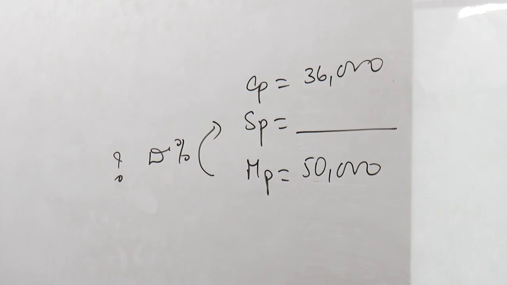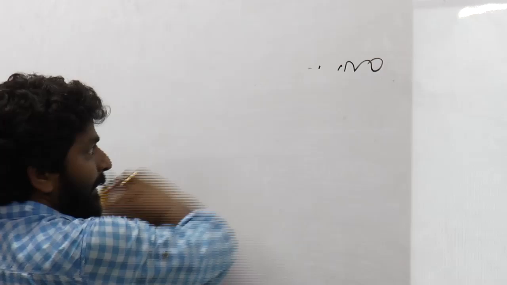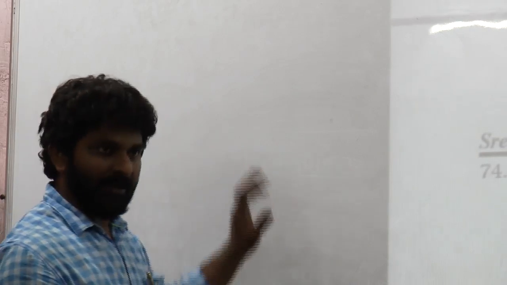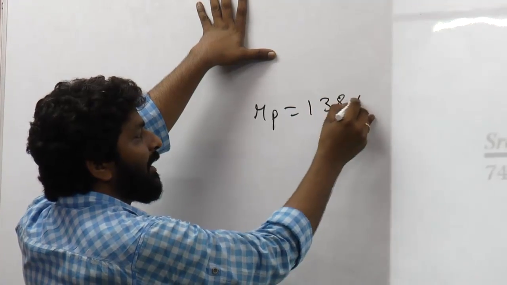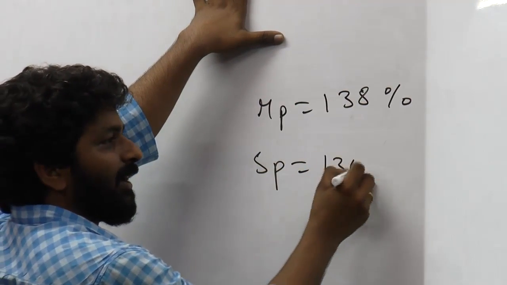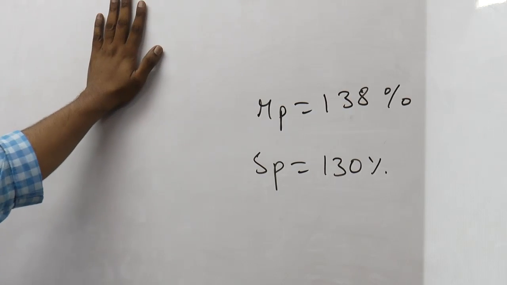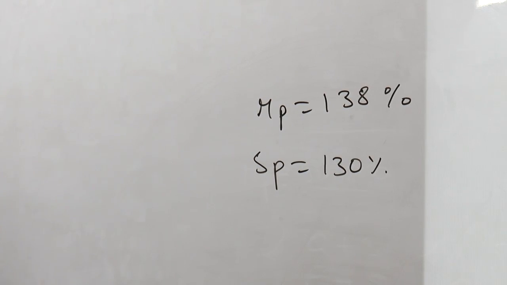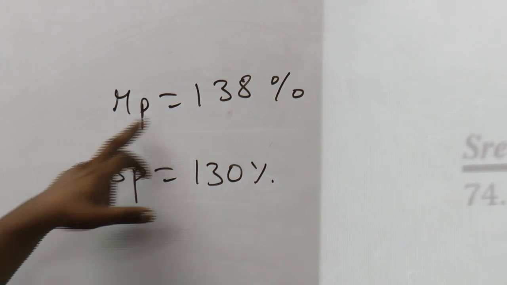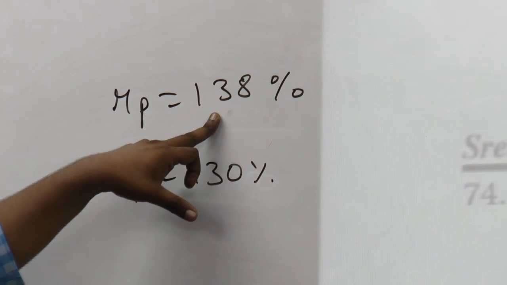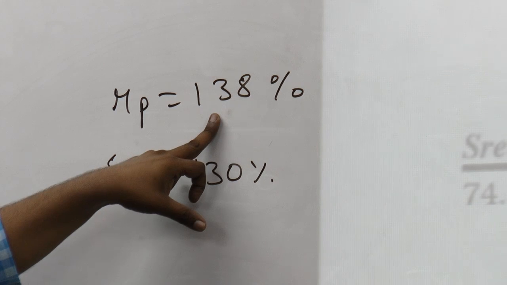If no discount was offered, the gain would have been 38%. Will you get the answer from only 2? Yes, you will get it. Market price becomes 138% and selling price is 130%. When no discount is allowed, the item is sold at 100% of market price. Yes or no? And thereby you are gaining 38% of cost price. So market price will be equal to 138% of cost price. Right?